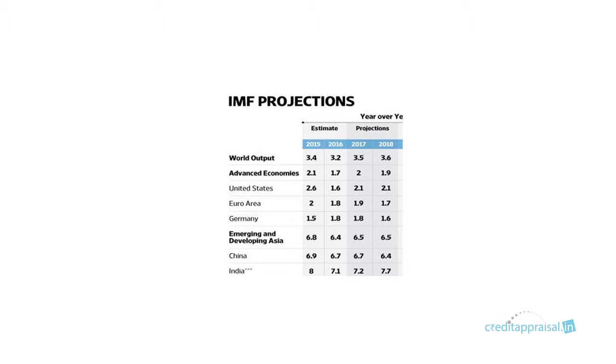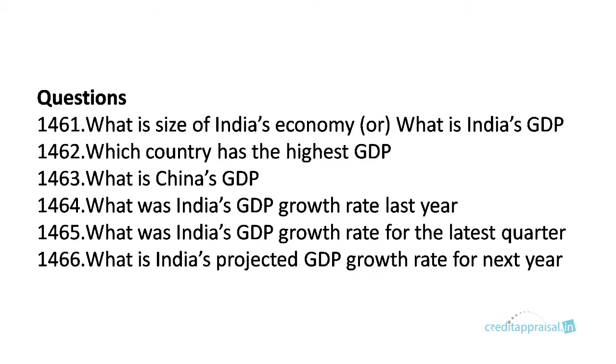So the questions need to be prepared. What is the size of India's economy, or what is India's GDP? Which country has the highest GDP? That is the US. What is China's GDP? Because it's a very close competitor for us, you should know their GDP is around 11 trillion. What was India's GDP growth rate last year? You should know. What was India's GDP growth rate during the last quarter? You should know. And what is the projected GDP growth for the coming year?